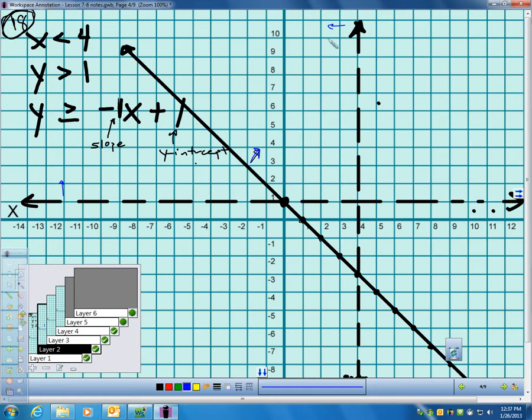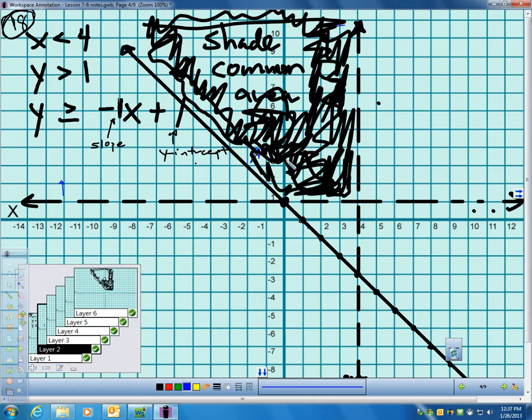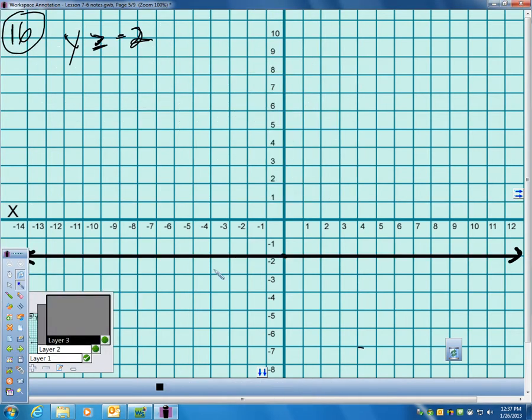So let's see where they're in common. This line said here, the dotted said above it, and the bold said to the right of it. Well, they're all in common up in here, and that's where I'm going to shade. My solution set area is anywhere, any point up in here would be a solution to all three inequalities. Okay, one more to try.